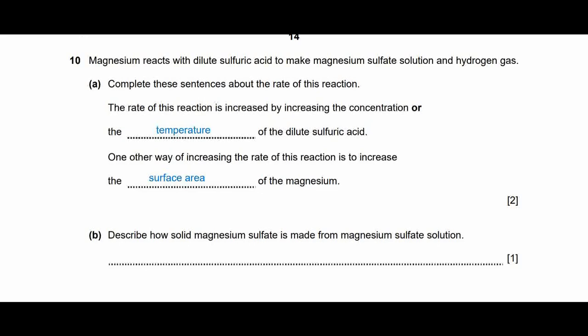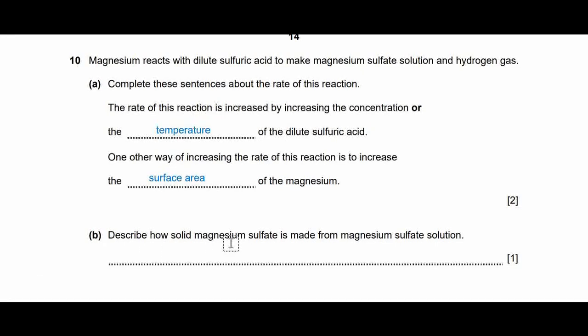We can make the metal into a smaller dimension or powdery form, so it will be increasing the surface area. So the rate of reaction will increase this way. Now let's move on to question B.